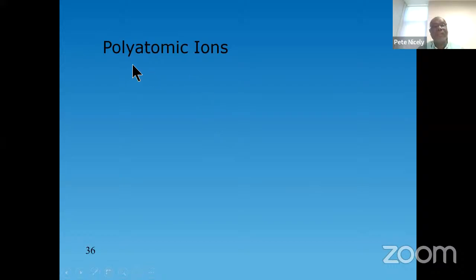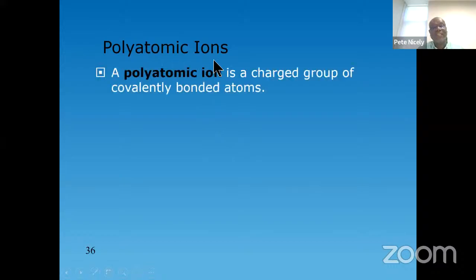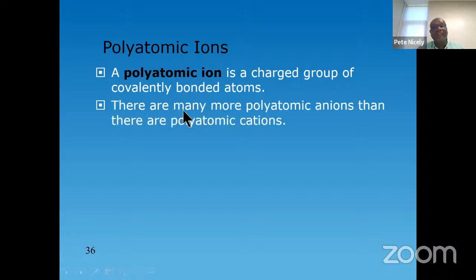So let's talk about polyatomic ions, which is different from monatomic ions in that in the case of polyatomic ions, you have basically a group of atoms that are covalently bonded, and that group of atoms as a unit is carrying a charge, all right? So that's what a polyatomic ion is. And what you'll find is that when it comes to polyatomic ions, you have much more of them being negatively charged than those that are positively charged.